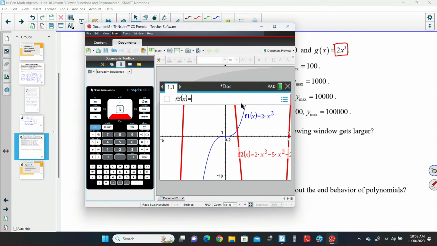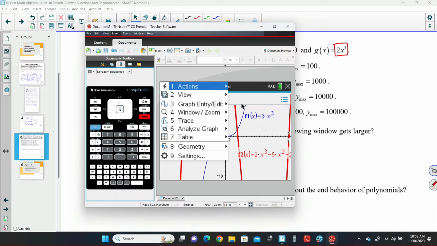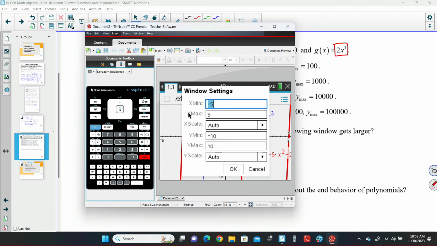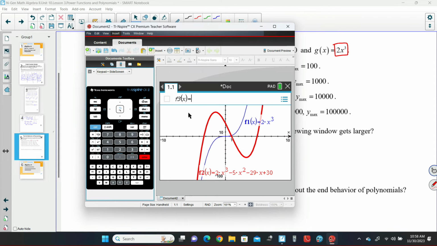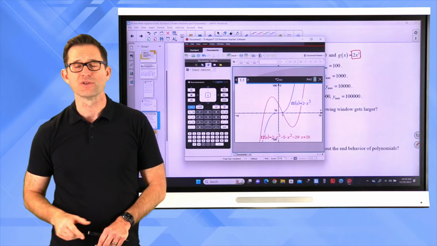I still want to get the right window. So the menu, window settings. The first window I want to look at, negative 10 to 10. And then my y window is going to be negative 100 to 100. Okay, great. So we've got our two functions, right?